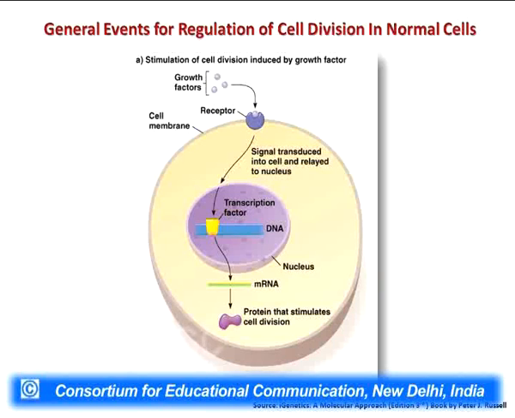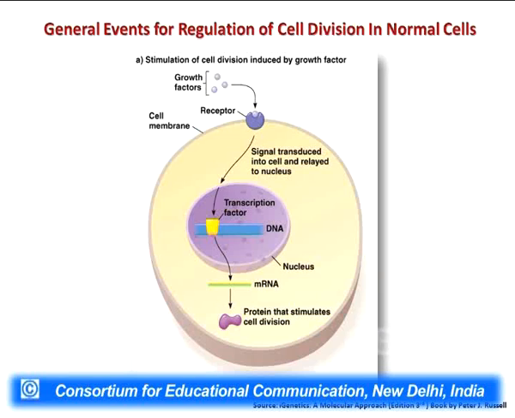Now, cell division is mainly divided into two phases: the regulation of cell division and the inhibition of cell division. In a normal cell, there are certain growth factors, which are extracellular factors. When a cell is ready to divide, these growth factors go and bind to the receptors present on the surface of the cell, or the plasma membrane.